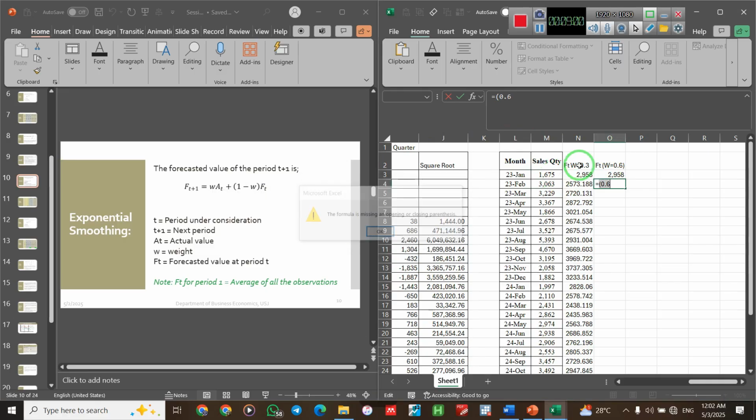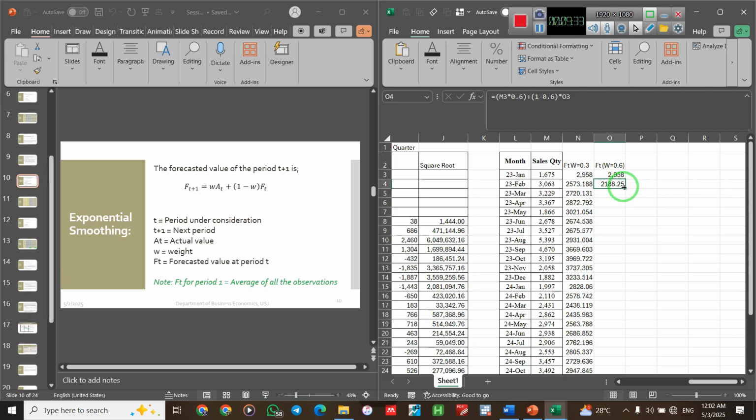You have to equal brackets your actual figure into your weight, that is 0.6 plus bracket 1 minus 0.6 into your forecasted value, that is this 2958, right? Then press enter. So this is your forecasted value using the 0.6 weight, right?